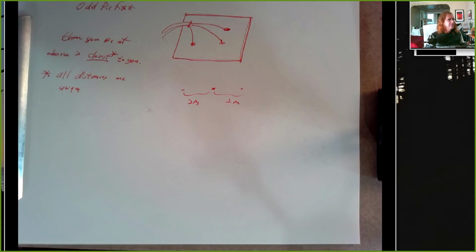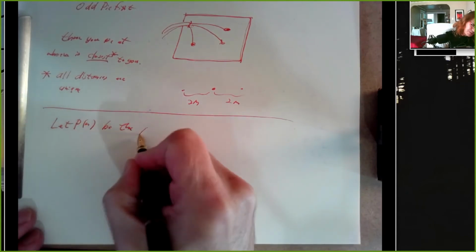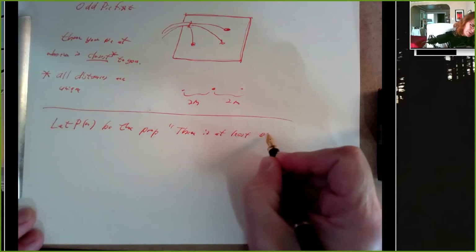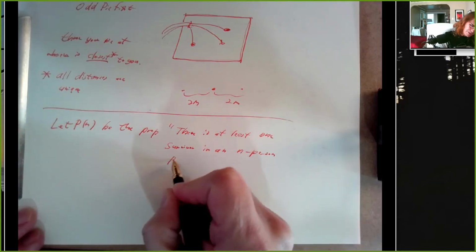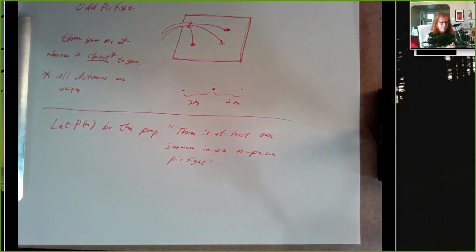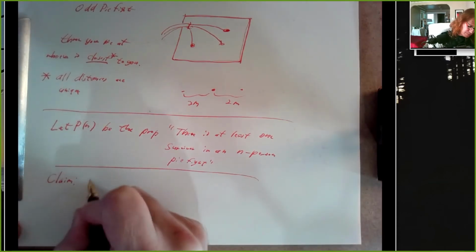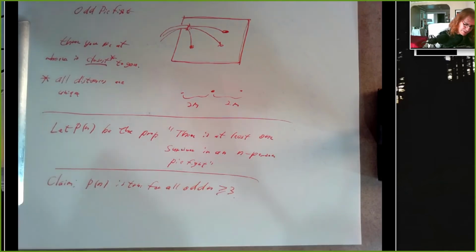Okay, so I'm going to give you a proposition. Let P of n be the proposition there is at least one survivor in an n-person pie fight. So P of n is the proposition that if you do a pie fight as I've just described with n people, at least one person will not get hit by a pie. All right, here's the claim. P of n is true for all odd n bigger than or equal to 3.